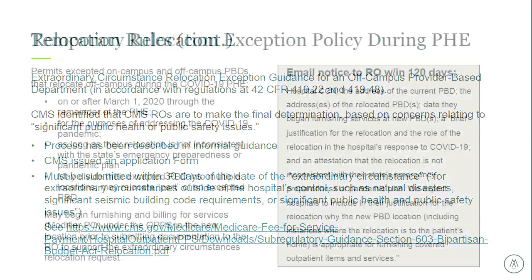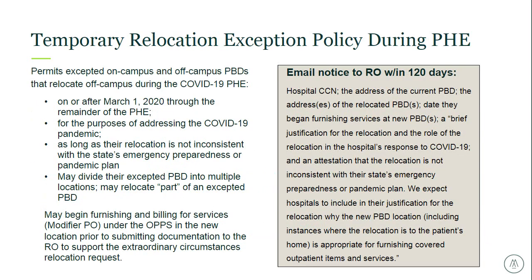What's special about this rule, though, is CMS is deploying the strategy of thinking about the temporary relocation exception to allow new spaces during the pandemic to be treated as, even if they're off campus, to be treated as if they would have received the grandfathered status under OPPS. This is a really important factor, because if you do it right when you add those new locations, and by do it right, I mean you notify the regional office through their hotline, through their email, that you are relocating a portion of a currently accepted provider-based department, then that location will get good OPPS reimbursement.